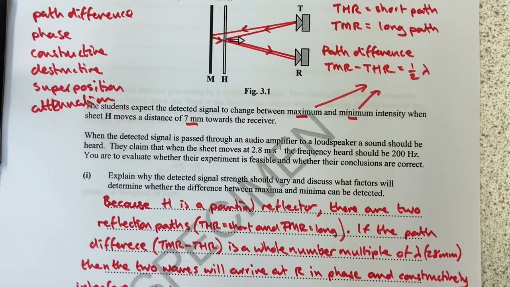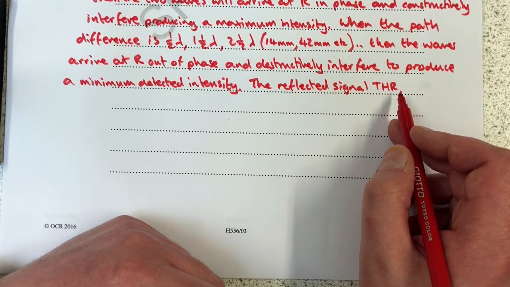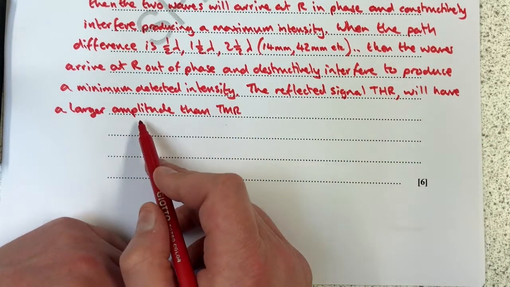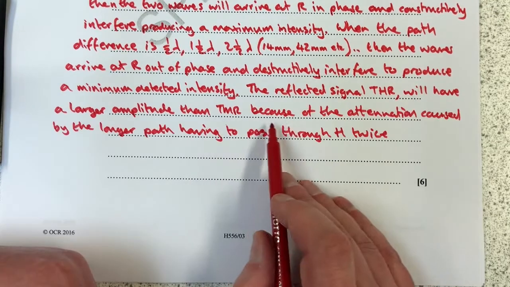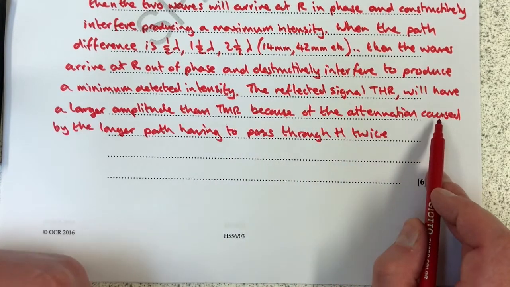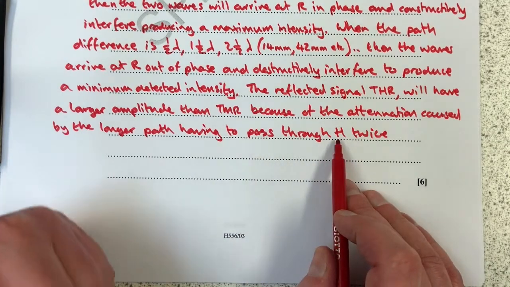Quite how to fit this into a handful of lines at the bottom of the page so far is going to be pretty tricky, but I'll try my best. The reflected signal THR, which is the shorter path, will have a larger amplitude than TMR, and TMR is the longer path, because of the attenuation caused by the longer path having to pass through H twice.